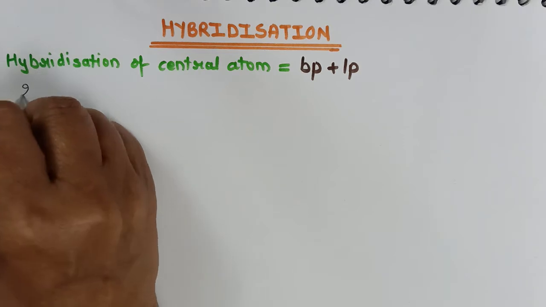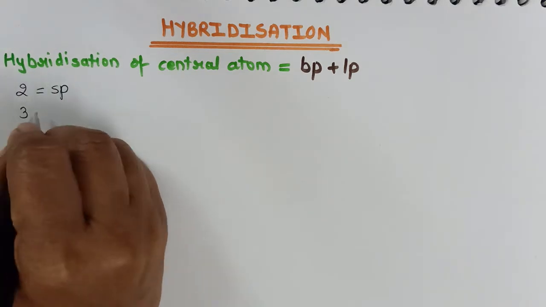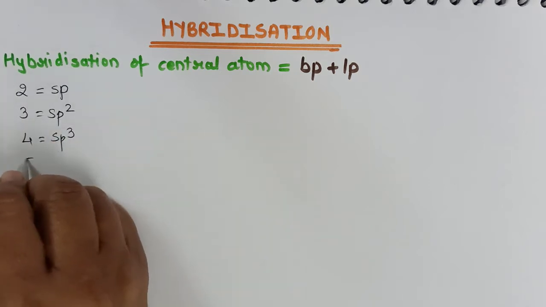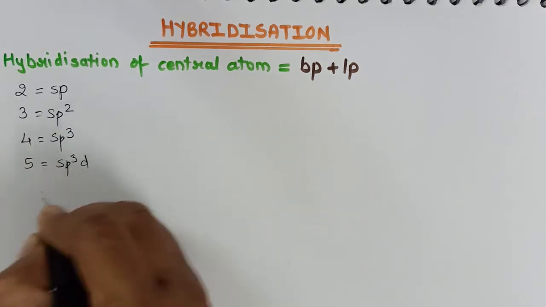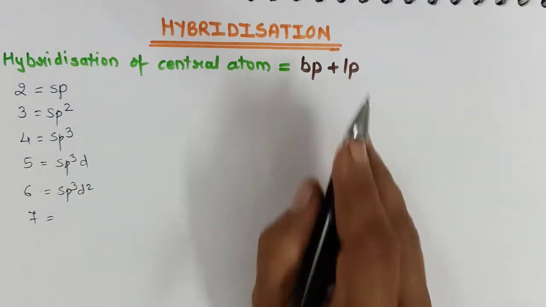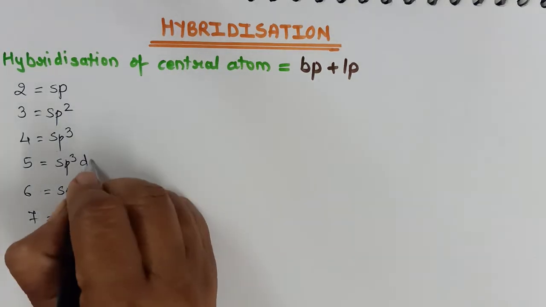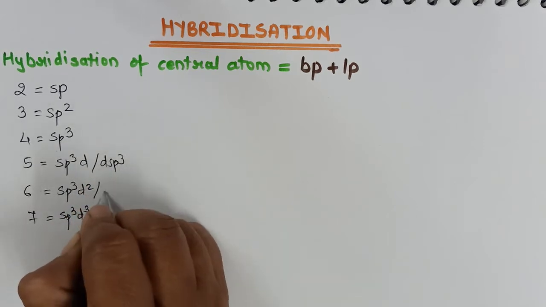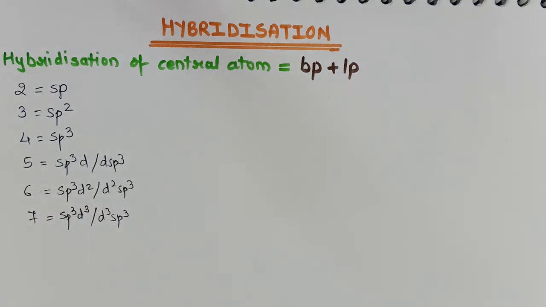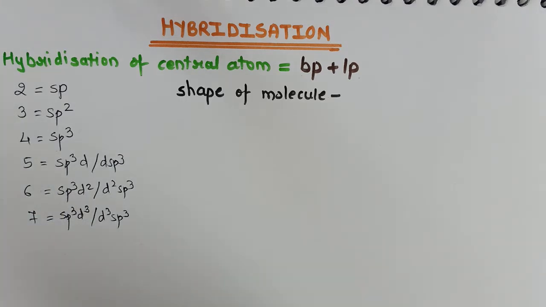For example, if the answer is 2, then the central atom undergoes sp hybridization. If it is 3, then sp2; 4, then sp3; 5, then sp3d; 6, then sp3d2; and if the sum of bond pairs and lone pairs is 7, then the central atom undergoes sp3d3 hybridization. We can say dsp3 also. About that we'll be discussing in other videos. So using the sum of bond pairs and lone pairs, we'll be able to calculate the hybridization.